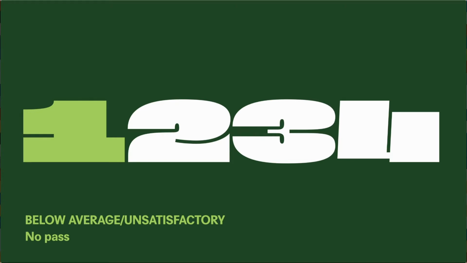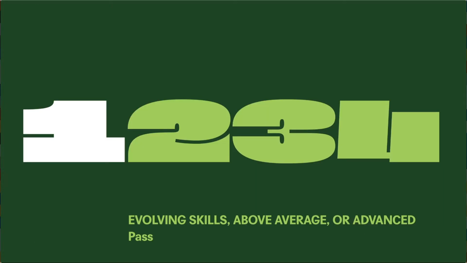So how do you pass? Well, you get above a 1. Anything that is a 0 or a 1 or even a 1.99999, that is below average. That is unsatisfactory, and unfortunately is not a passing score for this process. Whereas anything 2 or above, 2.0 all the way up to 4, is showing that you're evolving skills, or above average, or in the case of a 4, an advanced designer. 4s are very, very rare.